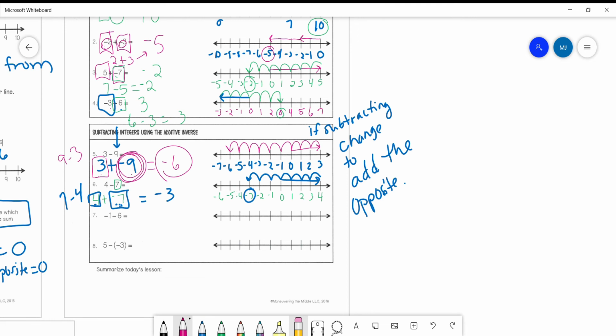The next one. So again, we're subtracting, so let's add the opposite. Keep the first number the same. Change subtraction to addition, and take the opposite of that second number. So it's positive, so the opposite is negative 6. In addition, if our signs are the same, we add the numbers and keep the sign. So if you owe me $1 and you owe me $6 more, then you owe me a total of $7. Let's model this on our number line.